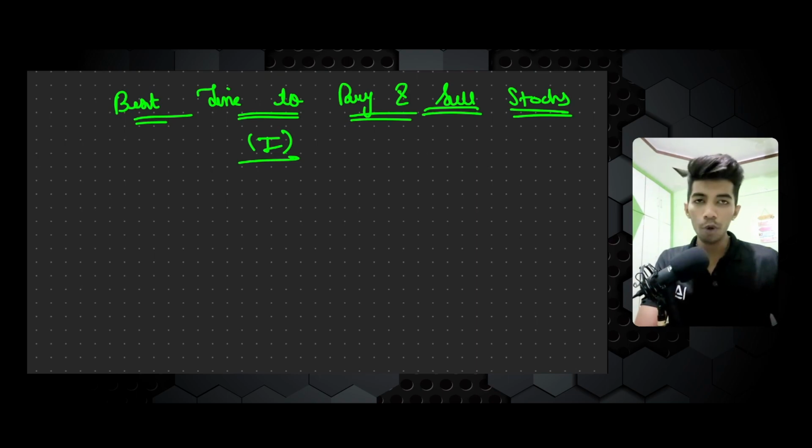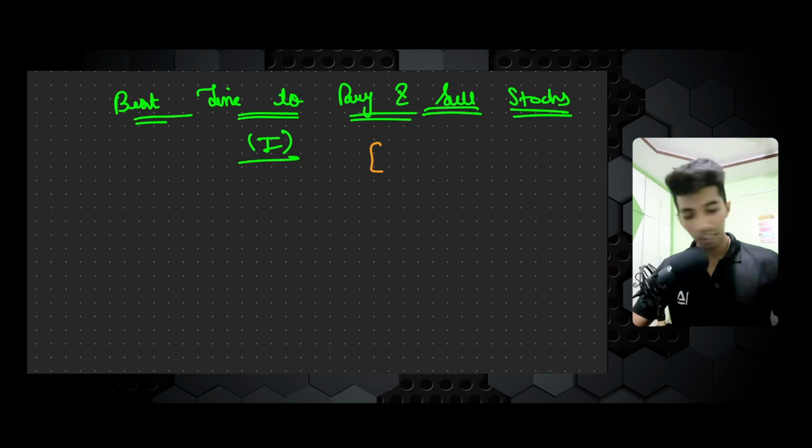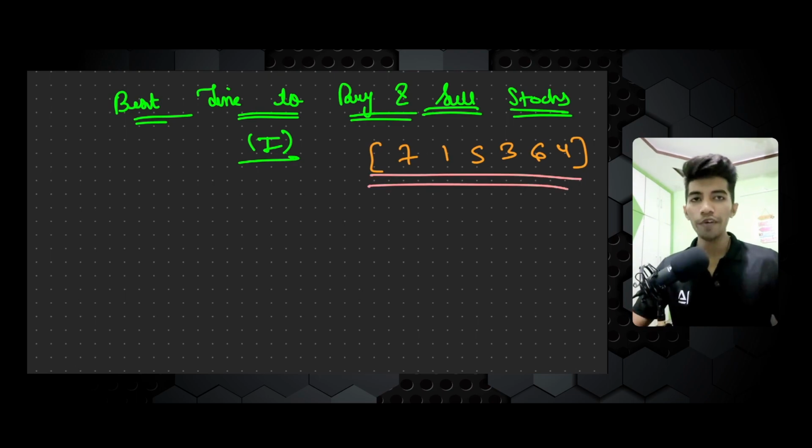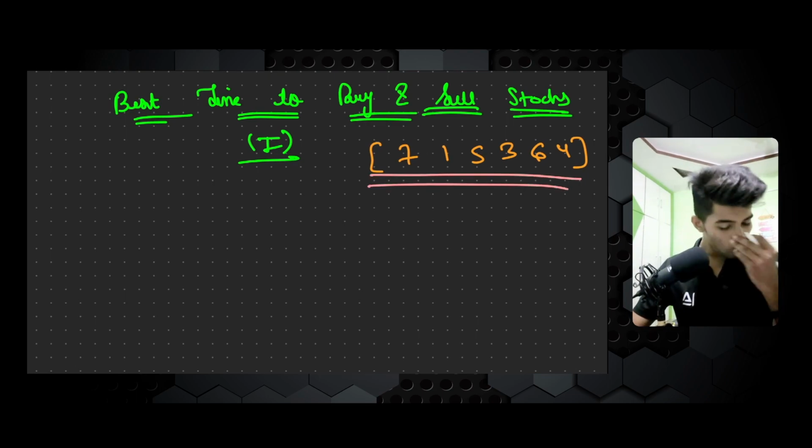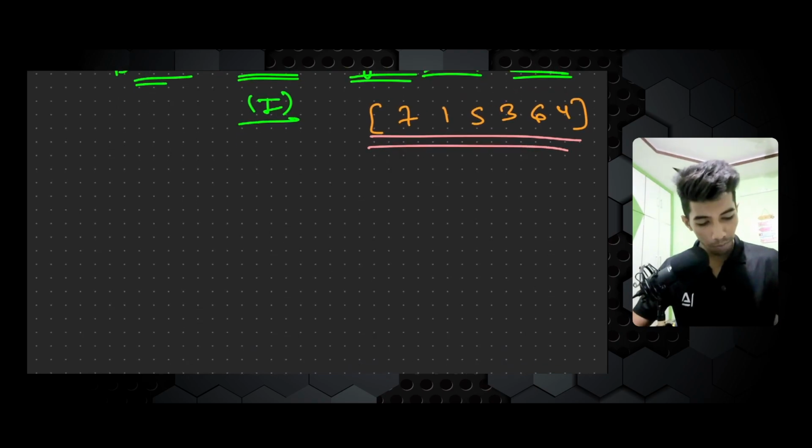According to this problem, you are given an array. As we can see, the array given to you is 7, 1, 5, 3, 6 and 4. Now what you have to do is figure out the maximum profit out of it. So let me take one example.